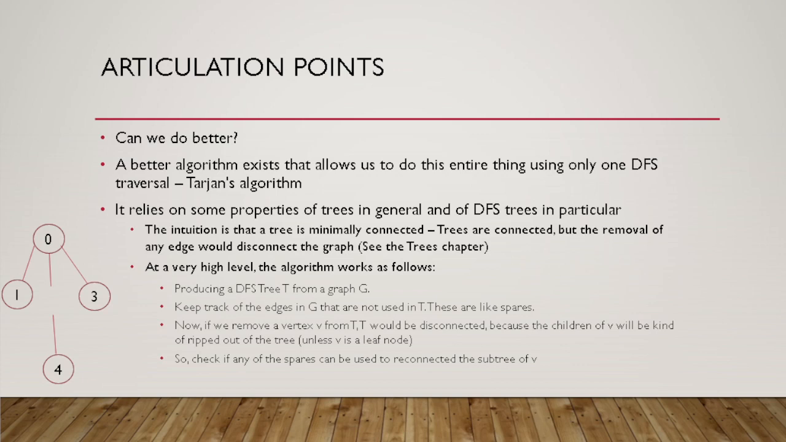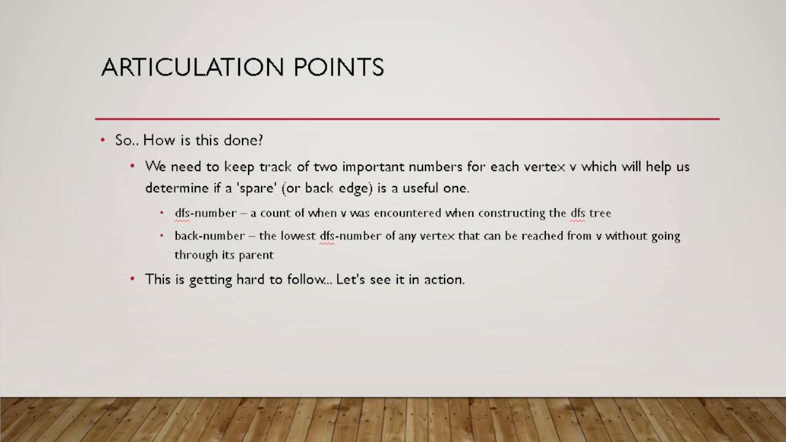So let's say in G there was actually the edge to node 4. It didn't make it into the tree, but it was in the original graph. Then when I remove vertex 2, I can replace it with that spare edge to node 4 that I didn't use in the tree T. So how Tarjan's algorithm works is by keeping track of these spares and seeing, well, if I remove a vertex, can the children still get connected to the tree just by using a spare? That's just an intuition, but now we have to think about how to actually do this.